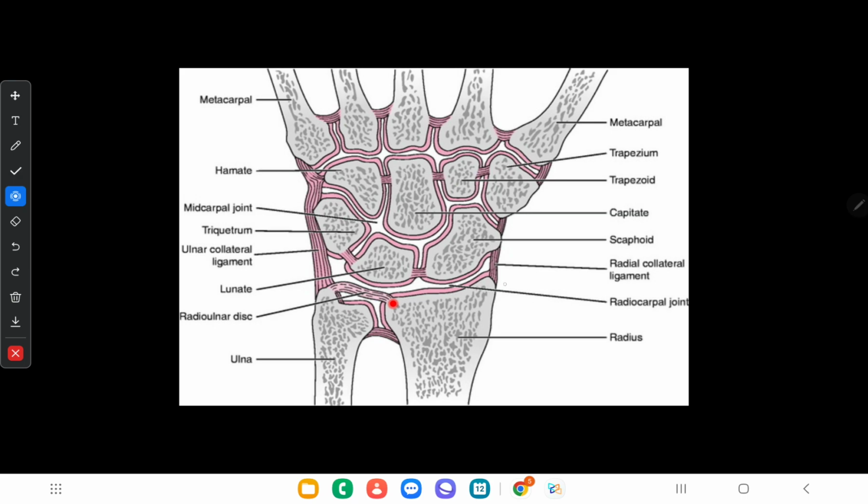Here, the capsule is attached above to the lower end of the radius and ulna. Above means proximally. The capsule is attached proximally to the lower end of the radius and ulna, and below to the proximal row of the carpal bones. I'll show it in another picture.